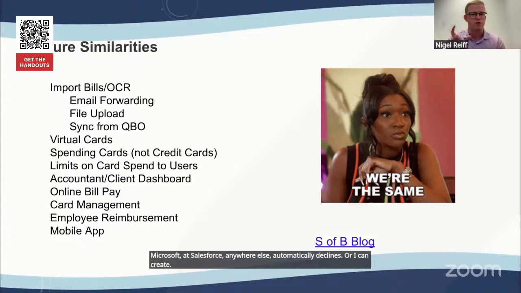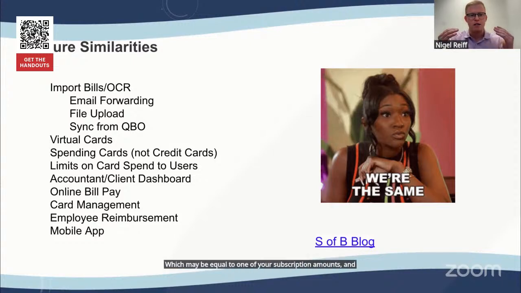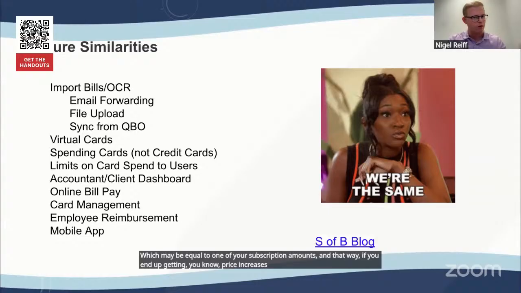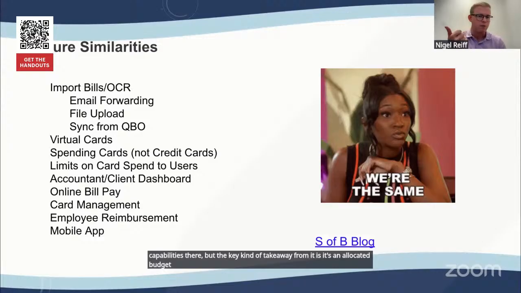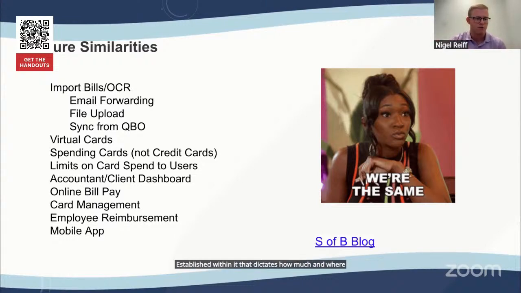Or I can create one virtual card for each of those. And you can set up budgets as well, to say it should only be able to have $5,000 spent per month, which may equal one of your subscription amounts. That way, if you get price increases from vendors without being made aware, or they accidentally double bill you, Ramp can help you prevent that from happening and not have to deal with it retroactively. There's lots we could dive into with virtual cards, but the key takeaway is that it's an allocated budget with specific spending controls that dictate how much and where those cards can be spent.